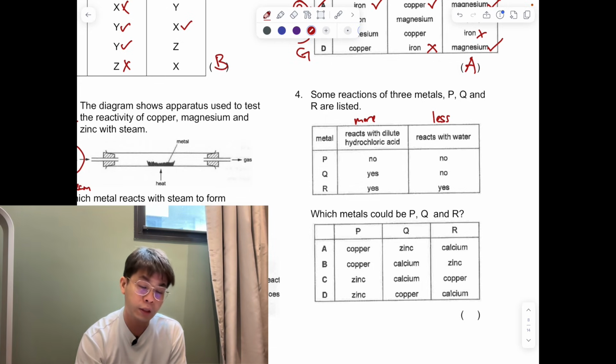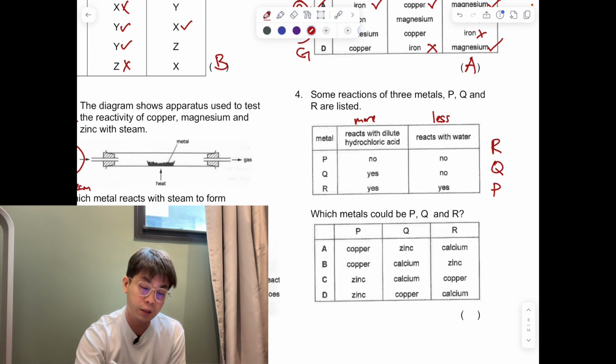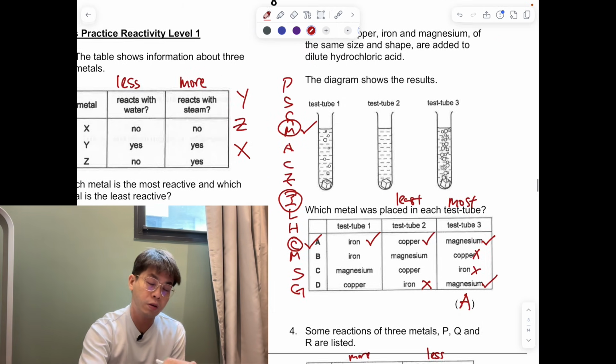From over here, I can see that the most reactive would be R because it reacts with both water and acid. And then after that we have Q, and then after that we have P. Remembering our order of reactivity, we know that copper is the least reactive out of these three. And then we've got, please stop calling me a cute zebra.